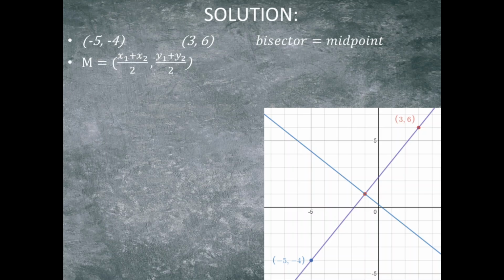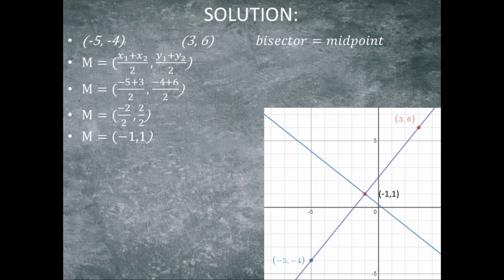We have our formula: m equals (x1 plus x2) over 2, comma, (y1 plus y2) over 2. So we substitute our values. We'll have -5 plus 3 and -4 plus 6. So -5 plus 3 is -2, -4 plus 6 is 2. And when we divide, we get the coordinates of the midpoint to be (-1, 1).